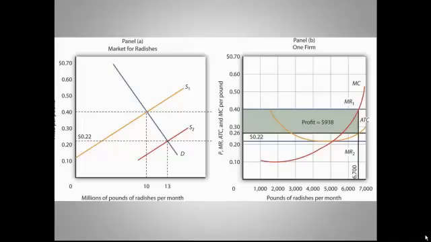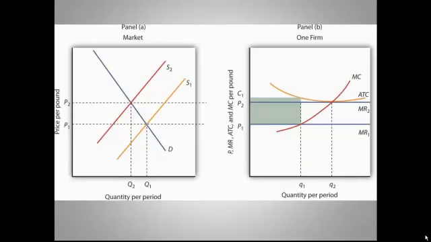What makes this graph a little confusing is the 22 cents, which actually represents the lowest possible average total cost. Let's return to that in a minute. But first, here we see what happens when too many firms enter the market.